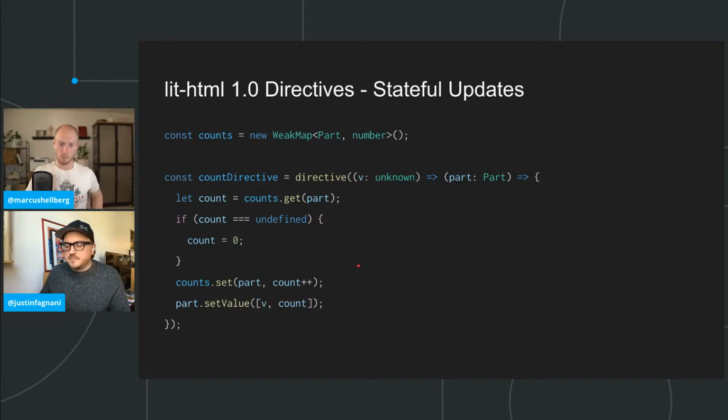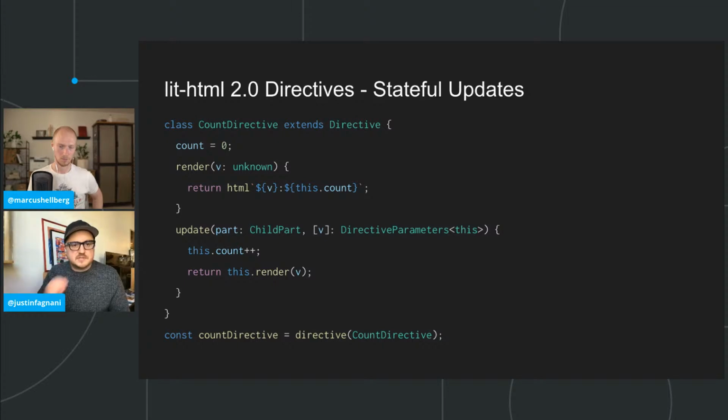And a lot of our built-in directives had this pattern. It wasn't so bad if you're used to it, but it's definitely not as declarative or obvious as we would like. So in Lit 2.0, this becomes a class, and Lit creates the instance of the class for you and keeps it around. So now the state that you need to keep can just be a class field. So it's easy to declare and easy to initialize.